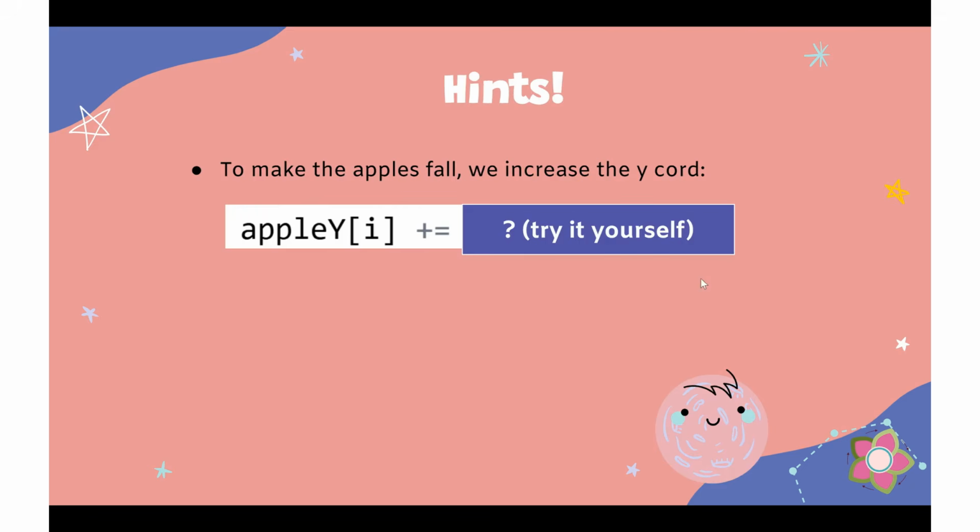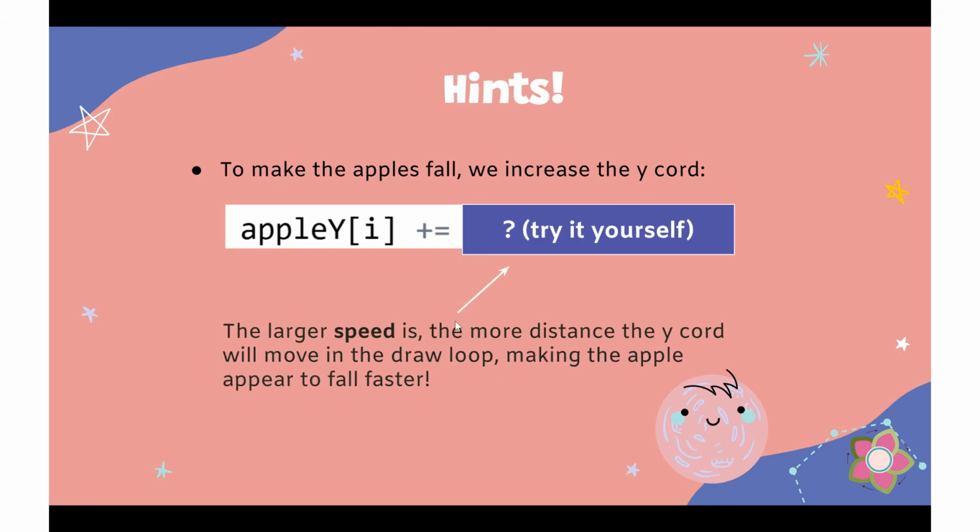All right, so we want to make the apple fall, so we can increase the y coordinate. So that's how we do it. We have apple y, which is our array. Then we would put I inside the rectangular brackets. And then we add, what are we going to add to it? We're going to add speed. This is how we're going to make the apples move slower or faster, because the larger speed is, the more distance the y coordinate will move, making the apple appear to fall faster.